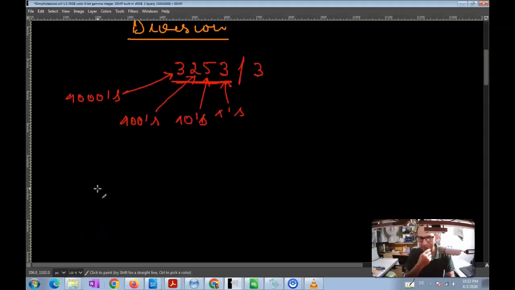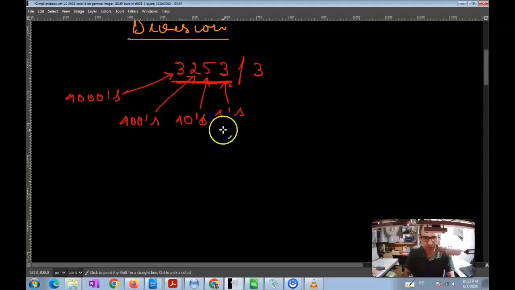So 3 groups of 1,000 would be 3,000, 2 groups of 100 would be 200, 5 groups of 10 would be 50, and 3 groups of 1 would be 3, right? That's the meaning of this sequence of digits that we write as a number.